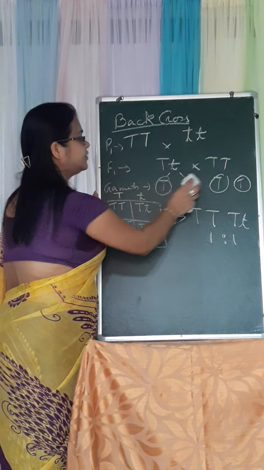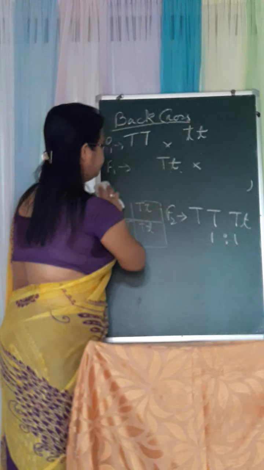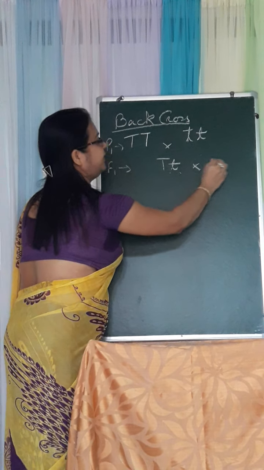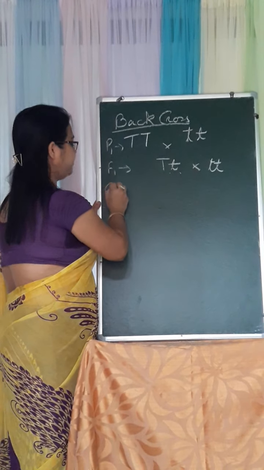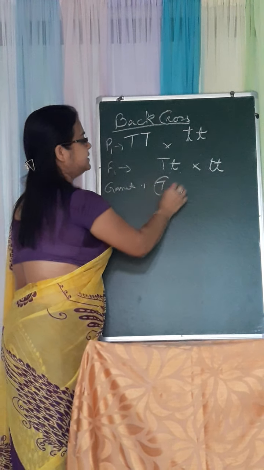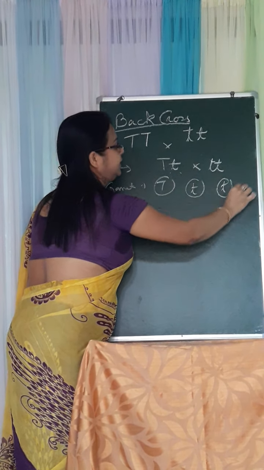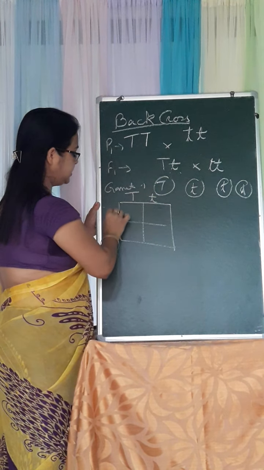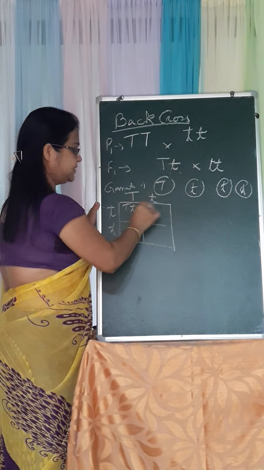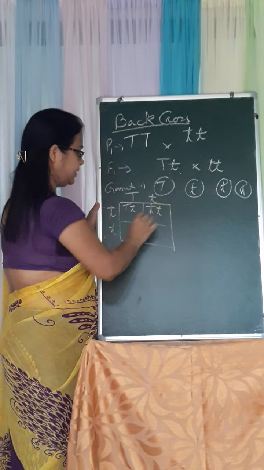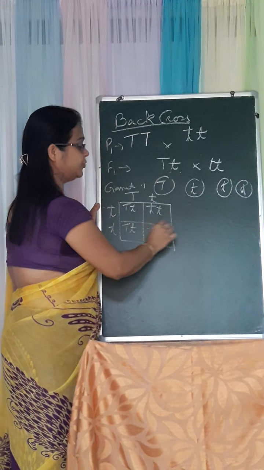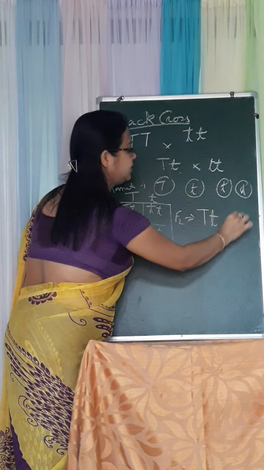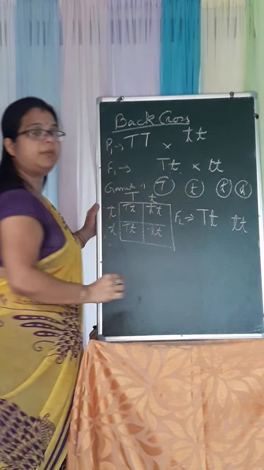So this cross may be done with the recessive parent also. F1 hybrid with recessive parent. So what will we get as the gametes? Capital T, small t, and small t, small t. Again prepare the Punnett square. So in the F2 generation, what will we get? Capital T small t and small t small t. This is a tall plant, this is a dwarf plant.